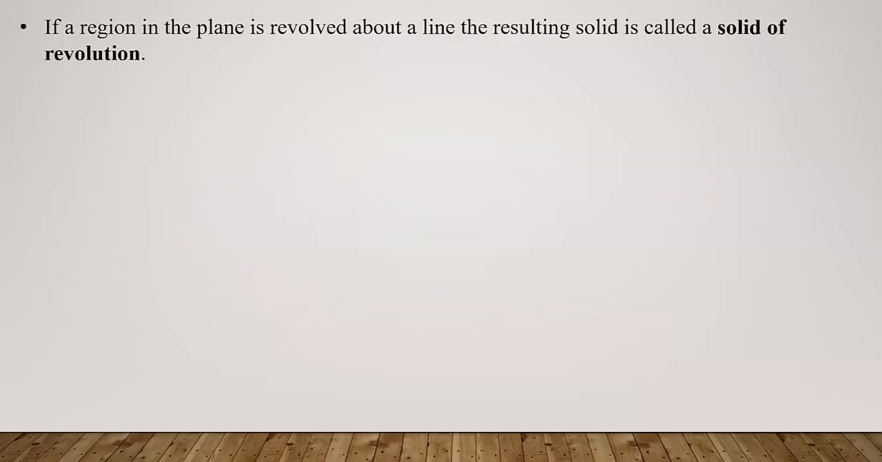So if we take a region in the plane and we revolve it about a line, we get a solid that is called a solid of revolution. In the prior section, we looked at finding the area of a region in the plane. Now we're going to revolve that region around a line to get a solid of revolution. And the line that we revolve the region about, we're going to call the axis of revolution.